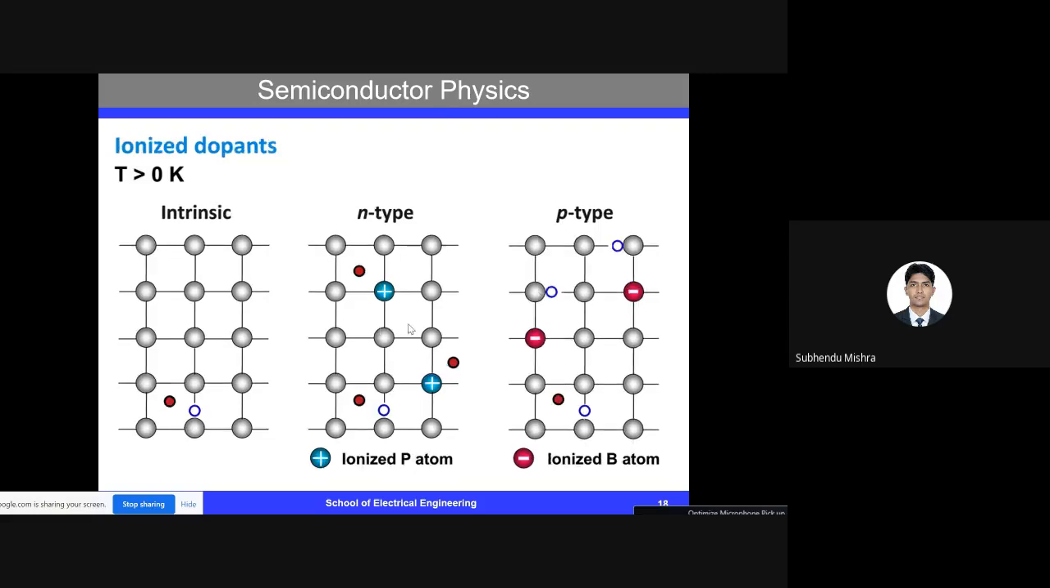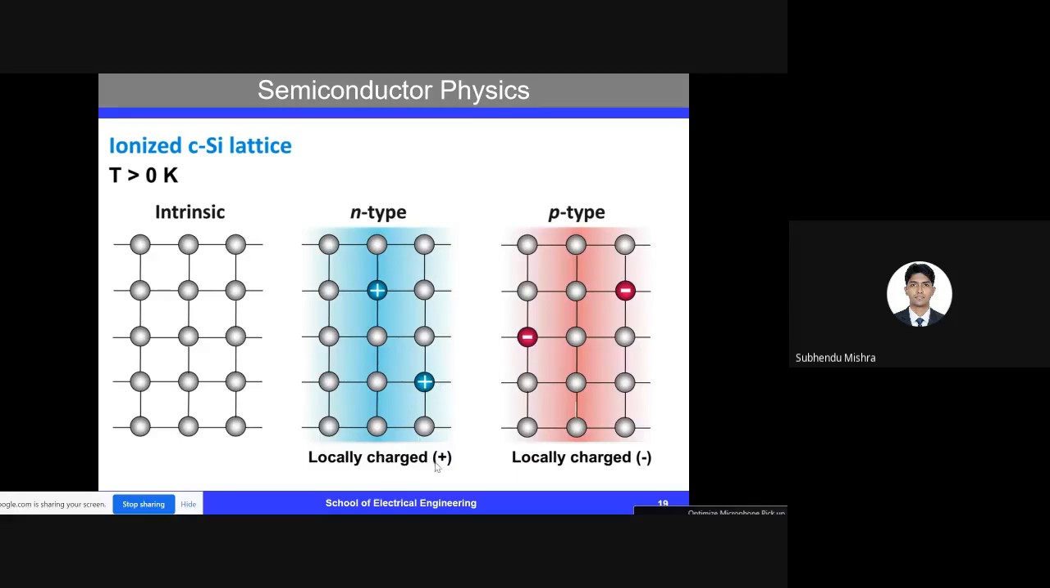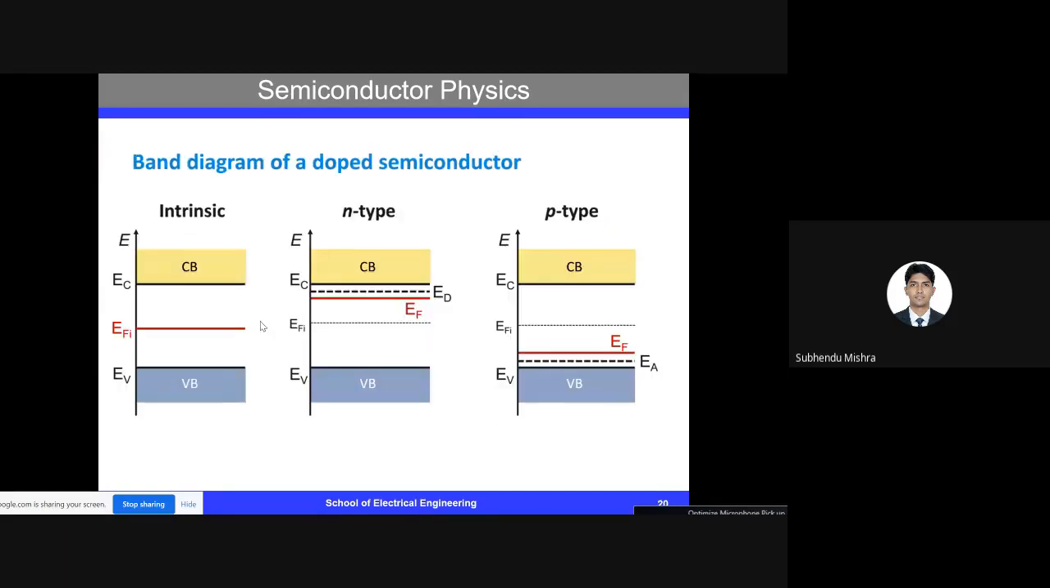If the temperature is greater than 0 Kelvin, the electrons and the holes will become free, and the ionized or locally charged atoms will remain. The locally charged ion of the n type will become positive, and for the p type it will become negative. And this is just the band diagram of the doped semiconductor.